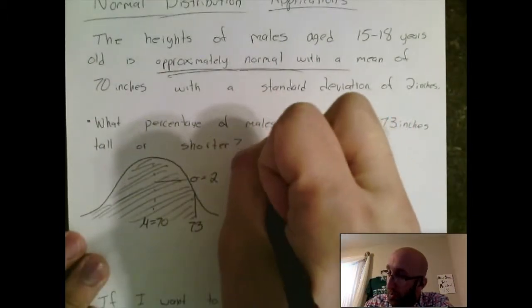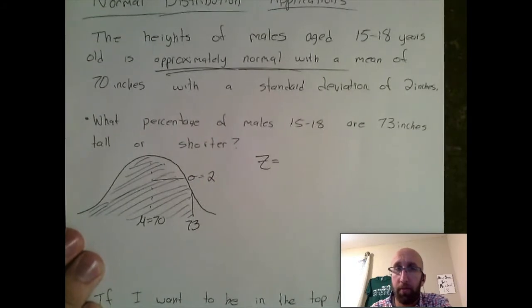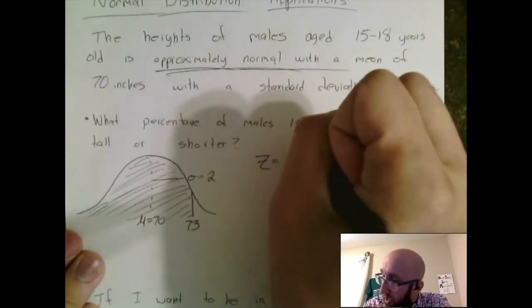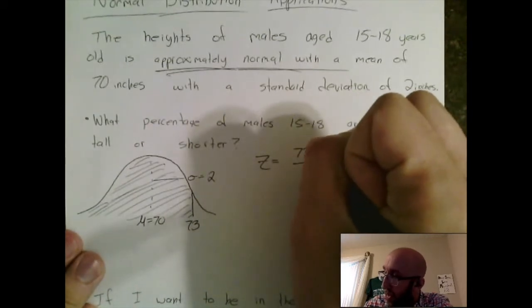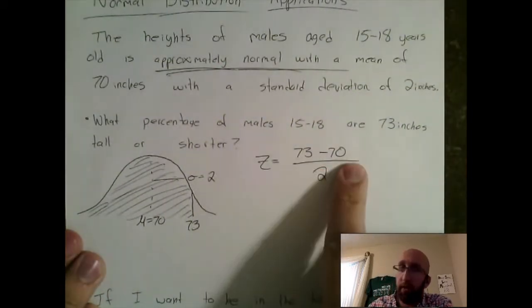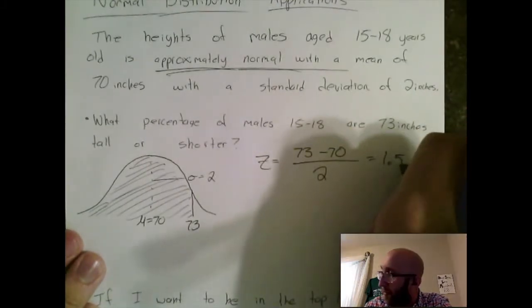So what I'm going to do is a z-score, which we've talked about before. I'm going to do my observed value minus my expected, and then divide by the standard deviation. Observed minus expected divided by the standard deviation. So 73 minus 70 is 3. 3 divided by 2 is 1.5.